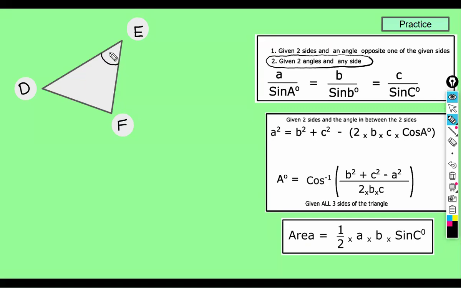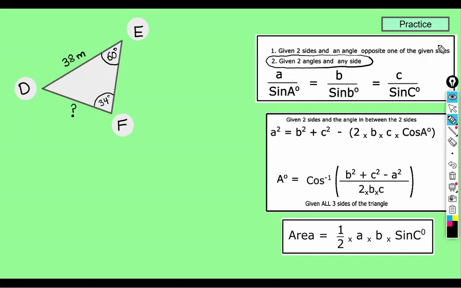Let here be 60 degrees. Let here be 34 degrees. And I'm going to give you the length of one side. So I'm giving you 2 angles this time and one side. So let over here be 38. I'm going to go with meters this time. And the aim of the question is to find this question mark. You want to find the length of this side.